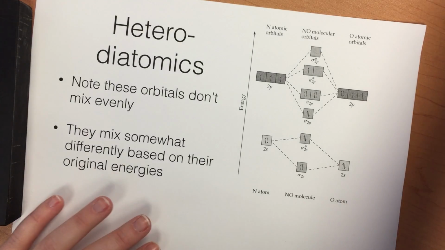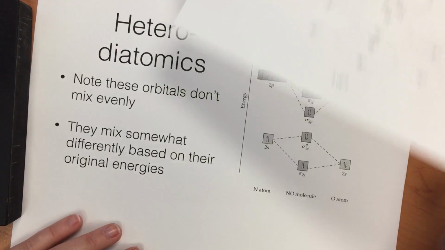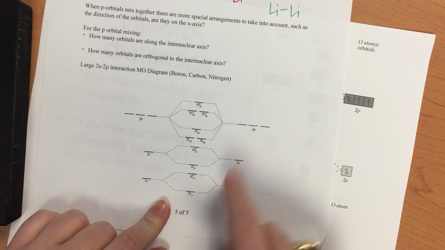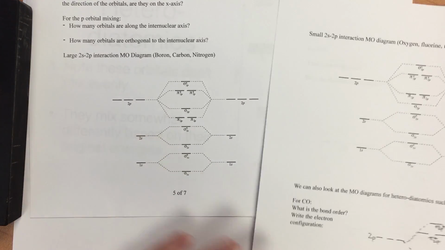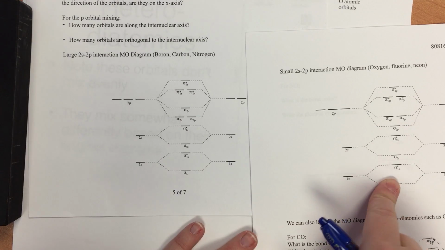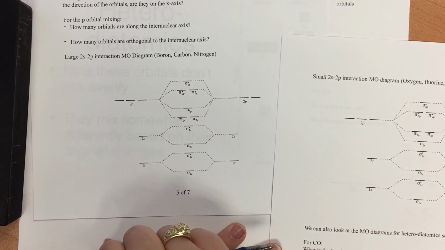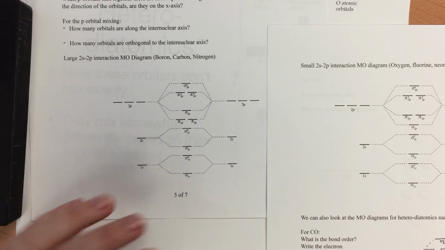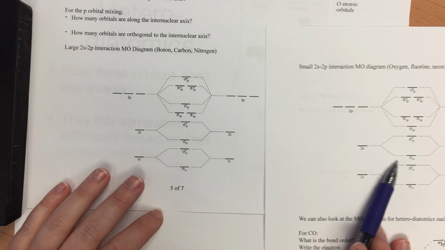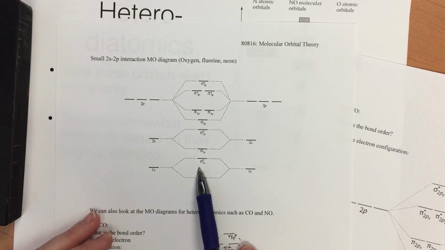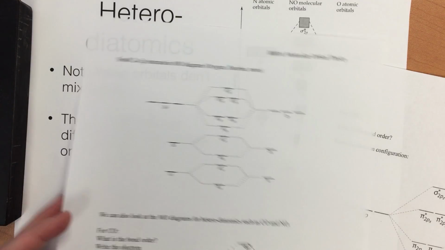Okay, let's look at our handout real fast. So if you were provided this, or the corresponding small 2p interaction, right? So these, you could go back and fill them in for any of these atoms and calculate the bond order. So here is the small 2s 2p.